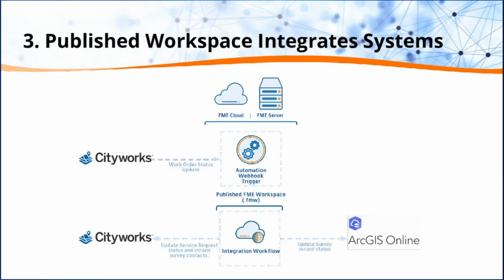And when the webhook trigger receives the status update, the automation will run a workspace and complete the workflow by updating the service request in both Cityworks and ArcGIS Online and send out that notification to the original Survey 123 respondent. So let's jump into what that demo looks like.